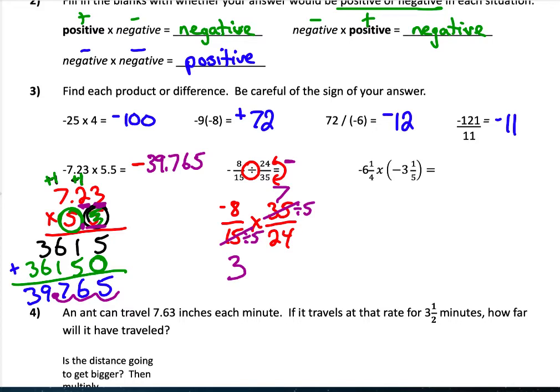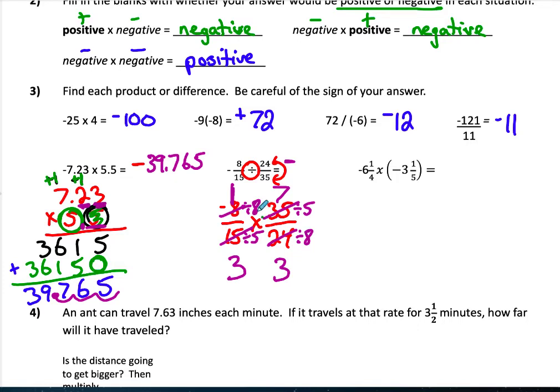Now we look for some more. How about 8 and 24? Well, those can both be divided by 8. 24 divided by 8 is 3. 8 divided by 8 is 1. Now, there's not always going to be something we can divide by, but we always want to look. We want to divide out as much as we can because it helps keep our numbers smaller and more manageable.